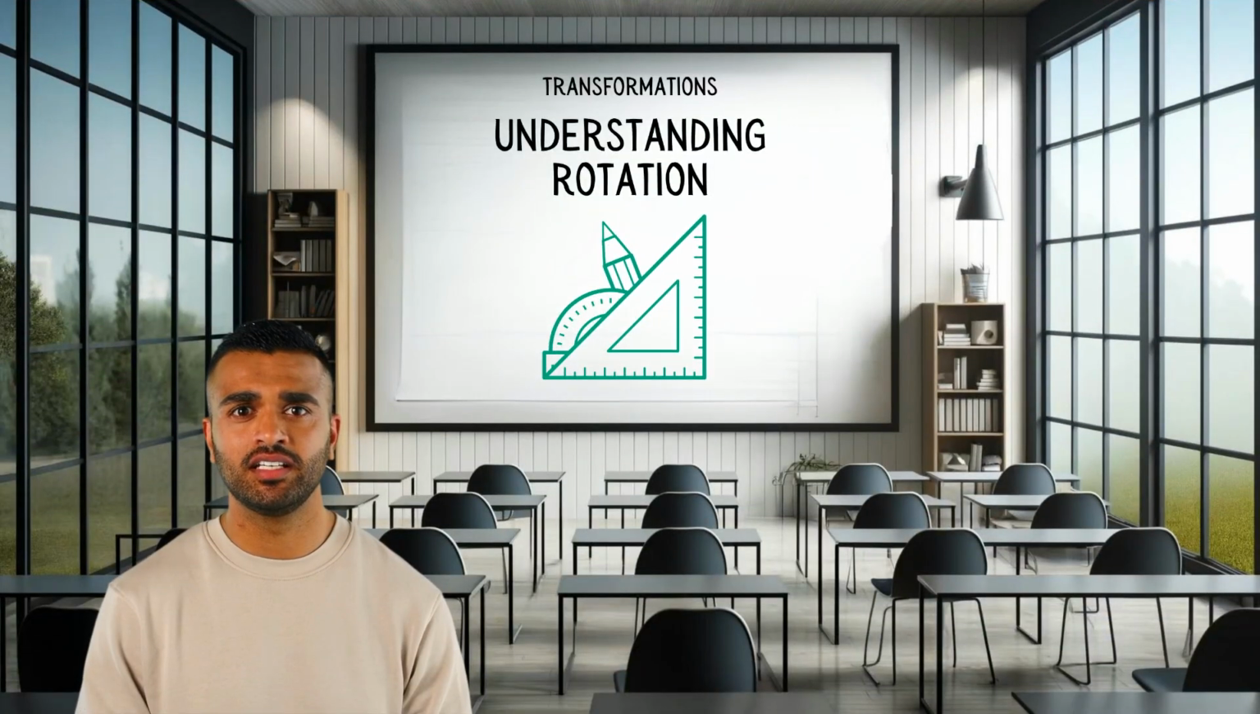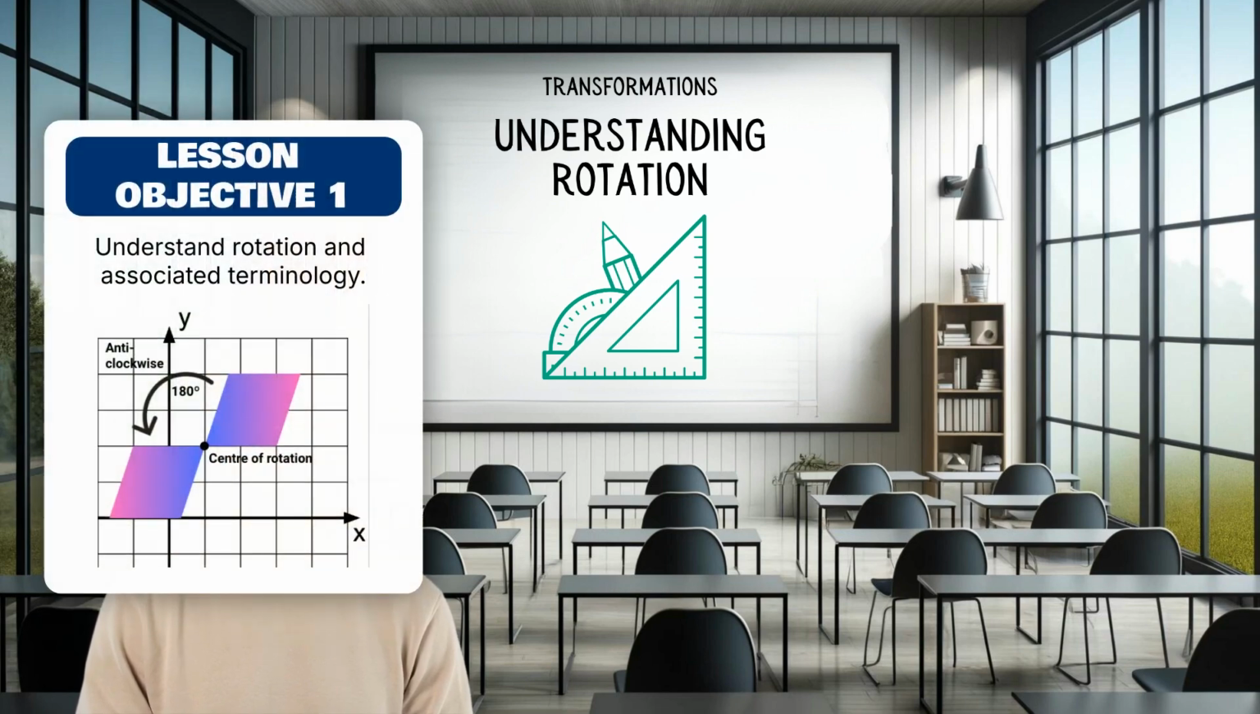In today's lesson, we explored the concept of rotations in geometry, focusing on how to perform and describe rotations using tracing paper. We started by defining a rotation as a transformation that turns a figure around a fixed point called the center of rotation. We discussed how a rotation is characterized by three key elements: the center of rotation, the angle of rotation, and the direction of rotation, clockwise or anti-clockwise.